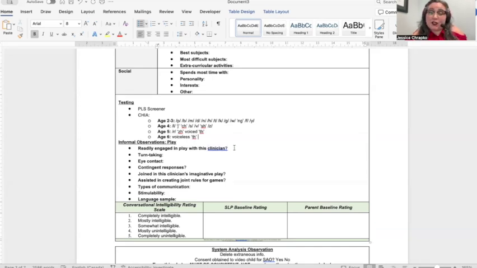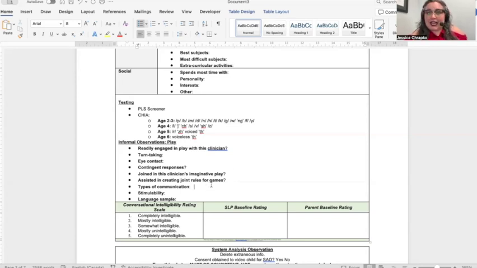Do they readily engage with me, or do they prefer parallel play and to follow their own agenda? Do they make appropriate turn taking? How much eye contact are they making? Are the responses they give on topic and related to what I'm saying? Can they join me in imagination play? Will they help me create rules for games?